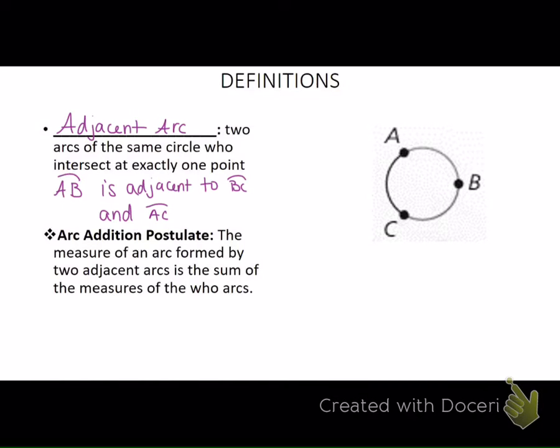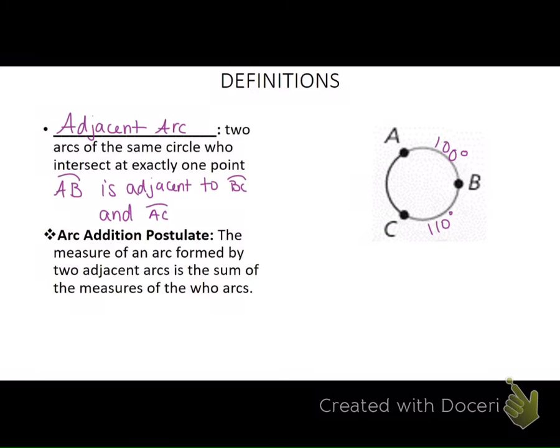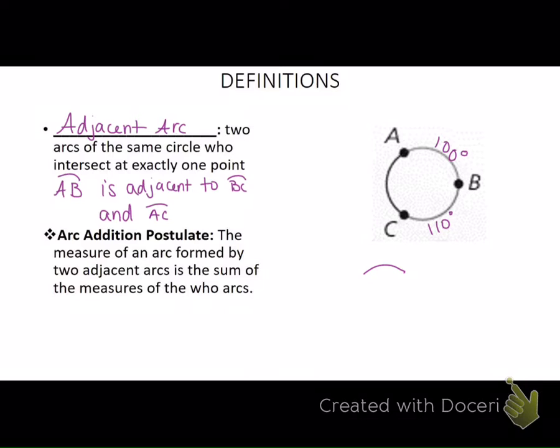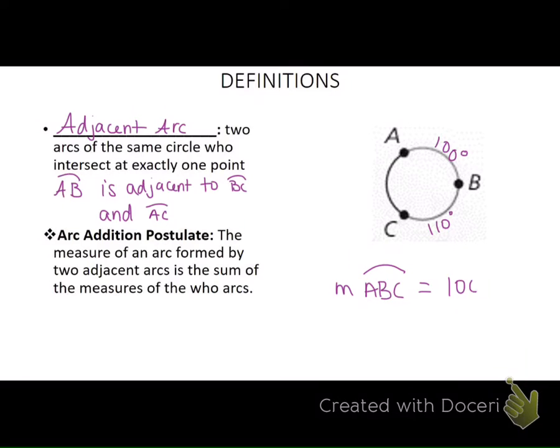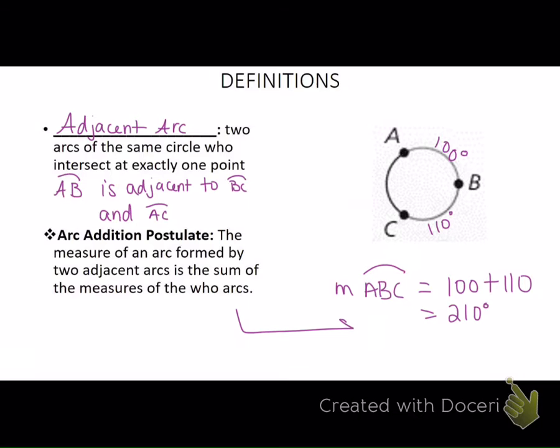Arc addition postulate says the measure of an arc formed by 2 adjacent arcs is the sum of the measures of the two arcs. So basically what this is saying is if this is 100 degrees and this is 110 degrees, if you want to find the measure of arc ABC, you would do 100 plus 110, which is 210 degrees. That is what that is saying.